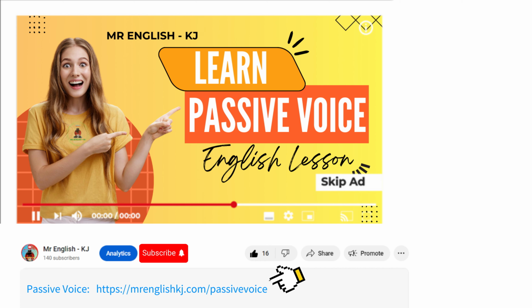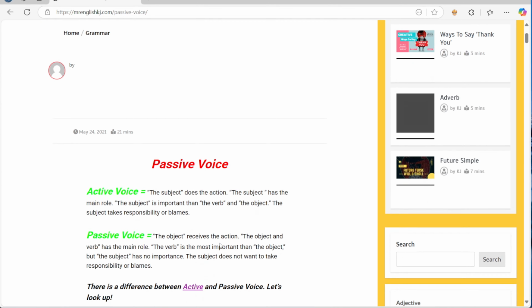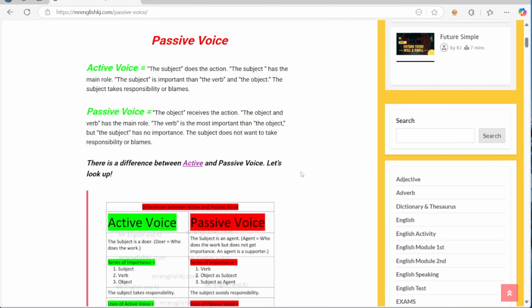When you click on the link, this window will pop up. Scroll down, as you can see, passive voice. Now, if you know active voice, passive voice will be easy for you. If you don't know active voice, it will be difficult. Now, you might be thinking, what is an active voice? If I explain to you, it's simple, nothing difficult.